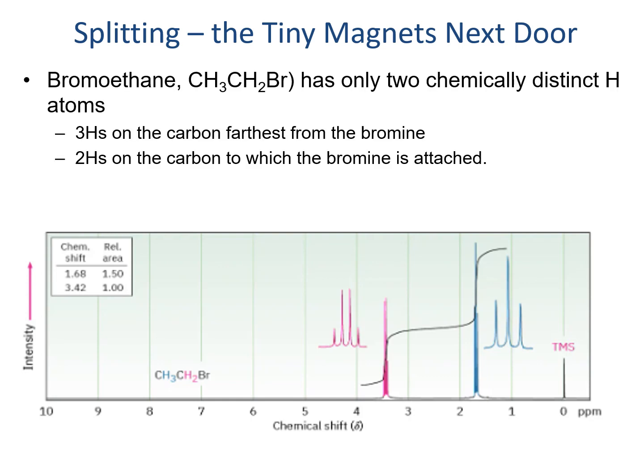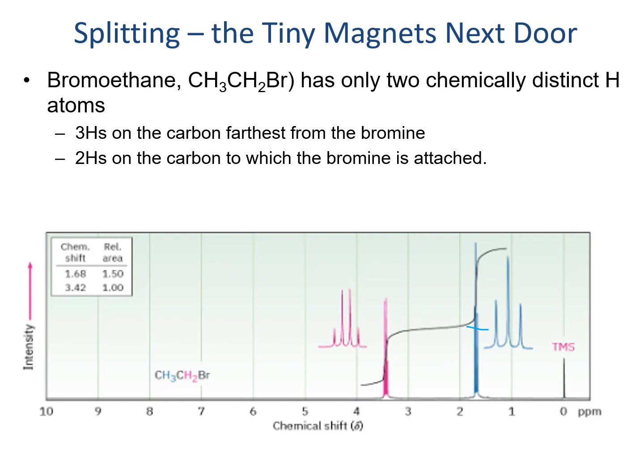So the molecule shown is bromoethane, CH3CH2Br, meaning that we have a carbon that's attached to 3 hydrogens that's attached to the next carbon, which has 2 hydrogens and a bromine coming off of it. That molecule should only have 2 chemically distinct hydrogen atoms. We'd have 3 hydrogens on the carbon that's farthest from the bromine, and 2 hydrogens on the carbon to which the bromine's attached. We can actually see the integral trace on here, and we can try to figure out which one is 3 and which one's 2.